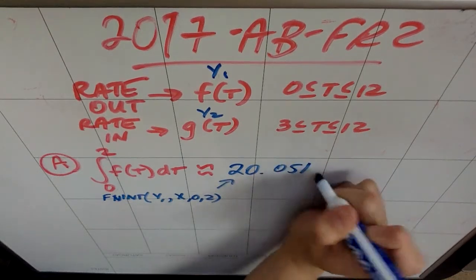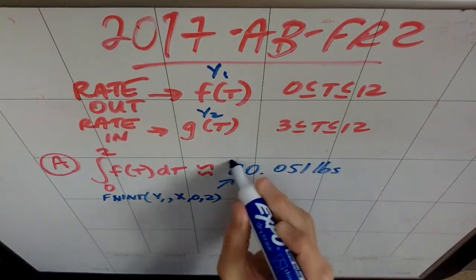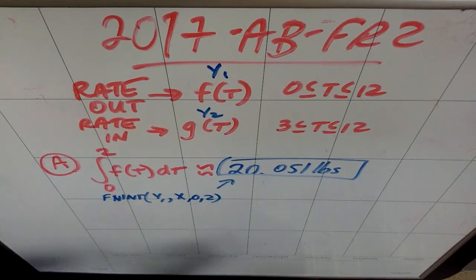So 20.51 pounds of bananas. Cool. That's how many were removed. That's a lot of bananas, man. All right.